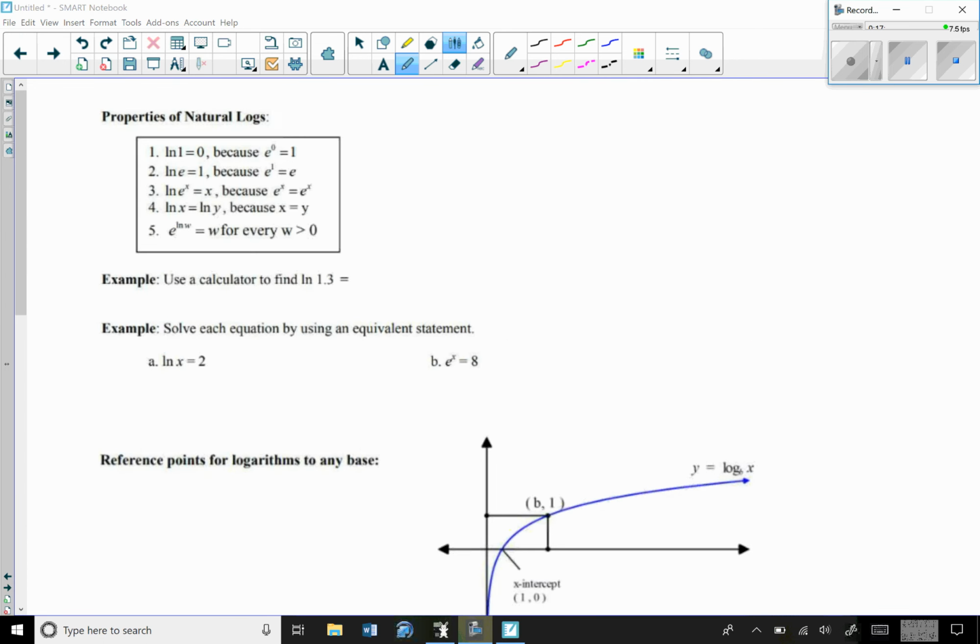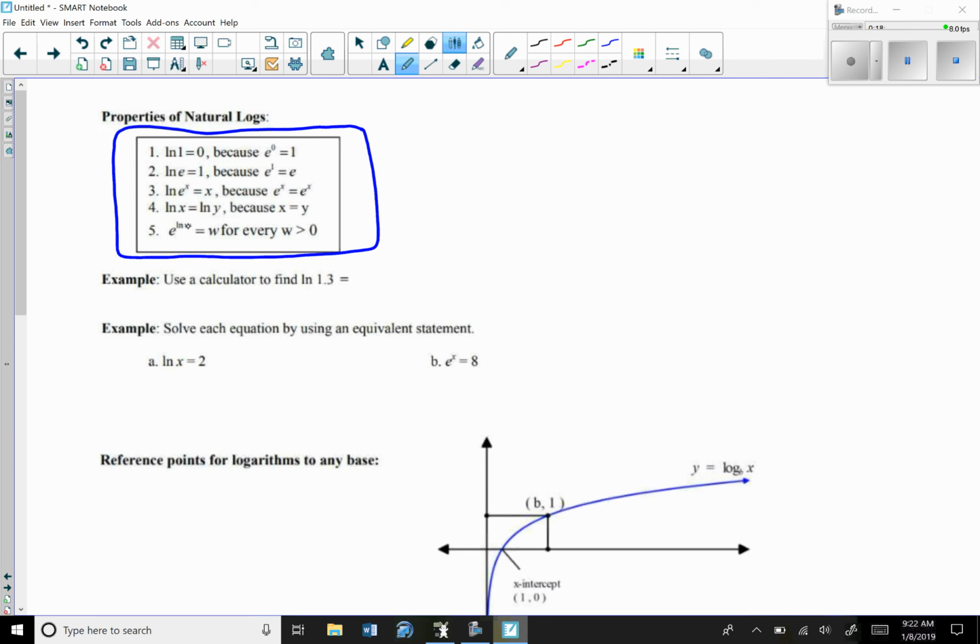So we have our properties of natural logs, which are very similar to the properties of common logarithms, except we're just using a base e. So natural log of 1 is equal to 0 because e to the 0 is 1. The natural log of e equals 1 because e to the first power is equal to e. The natural log of e to the x equals x because e to the x equals e to the x. The natural log of x equals the natural log of y if and only if x equals y.